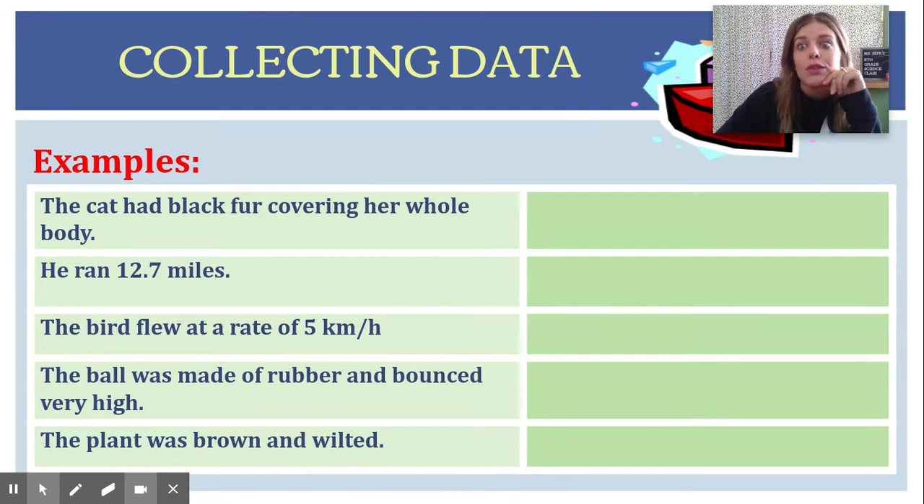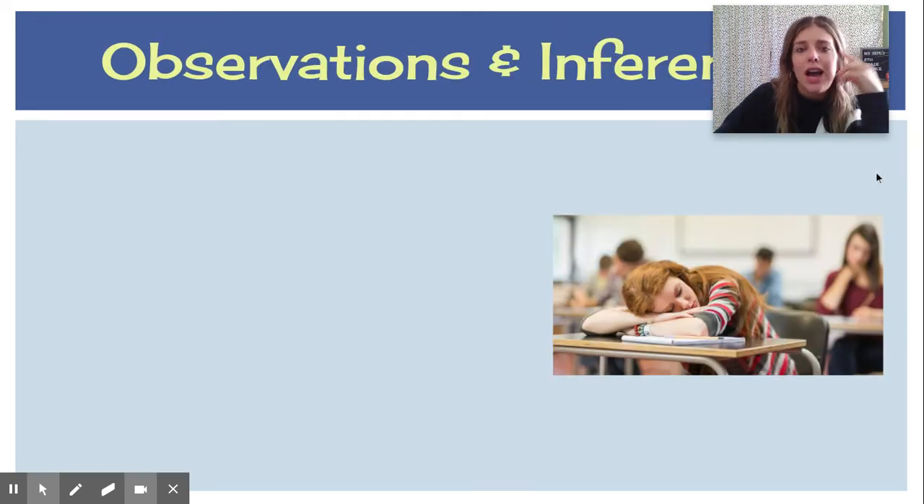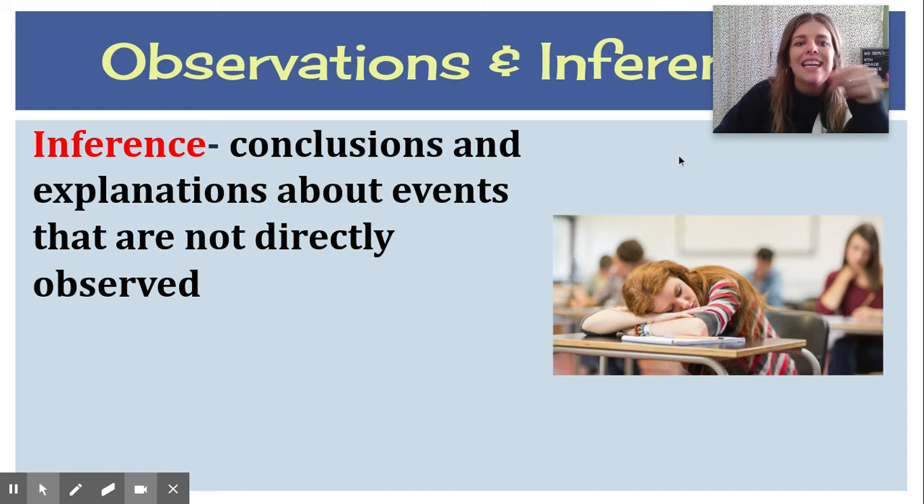You're going to watch it bounce with your eyes, which is one of your five senses. Qualitative data. The plant was brown and wilted. I'm seeing this with my eyes. Qualitative data. All right, now let's talk about observation versus inference. In inference, which you can put in your notes where it says inference, conclusions and explanations about events that are not directly observed.